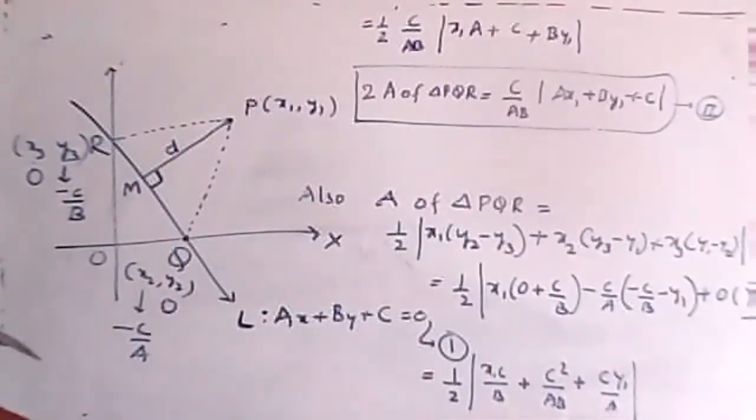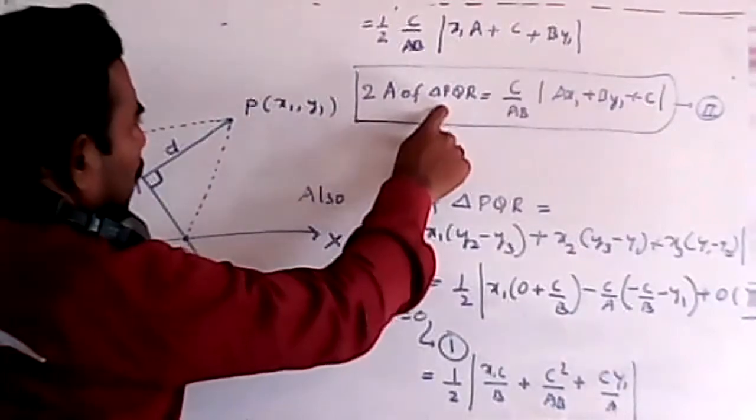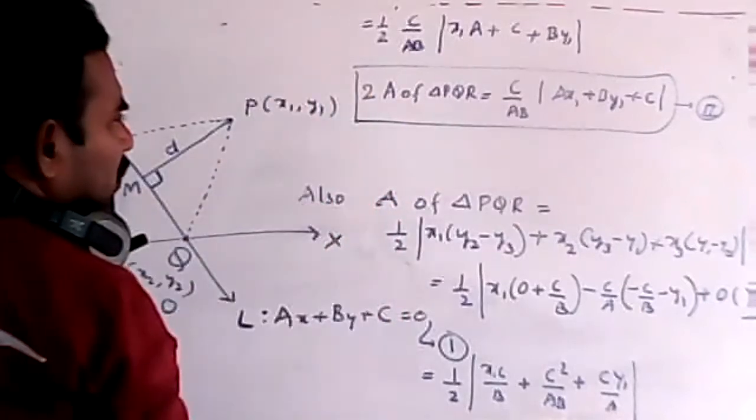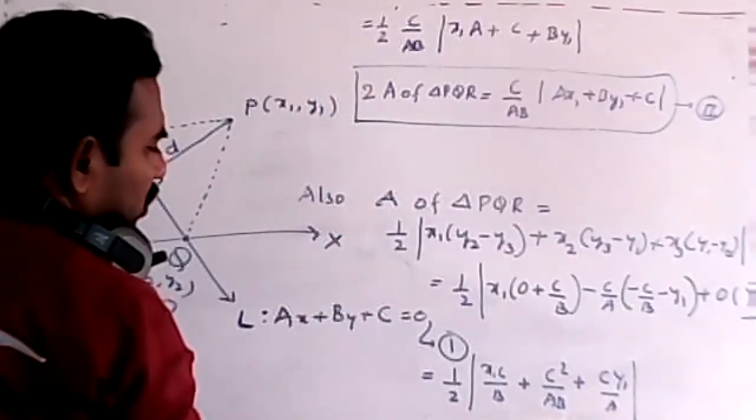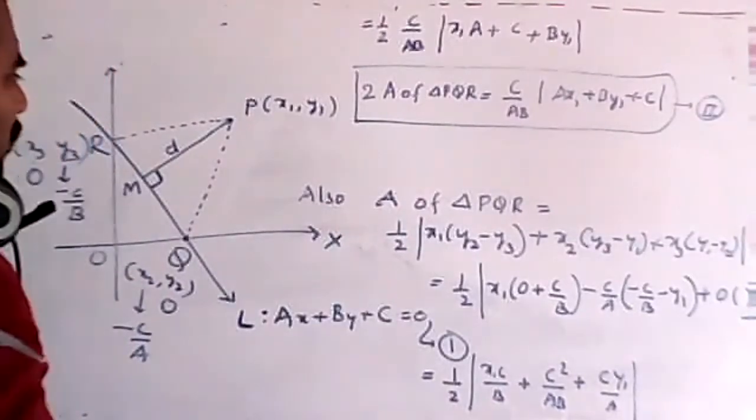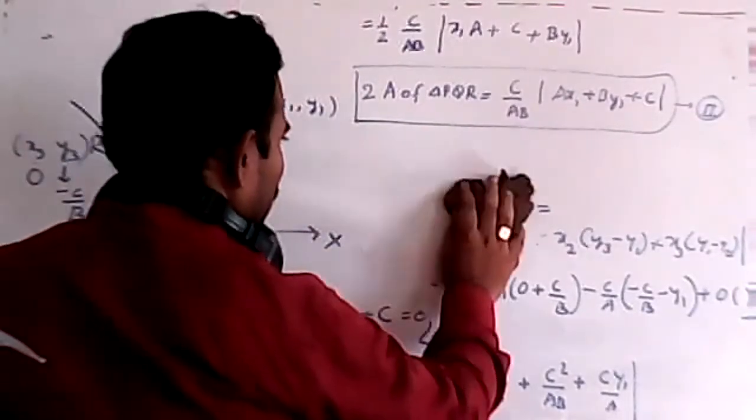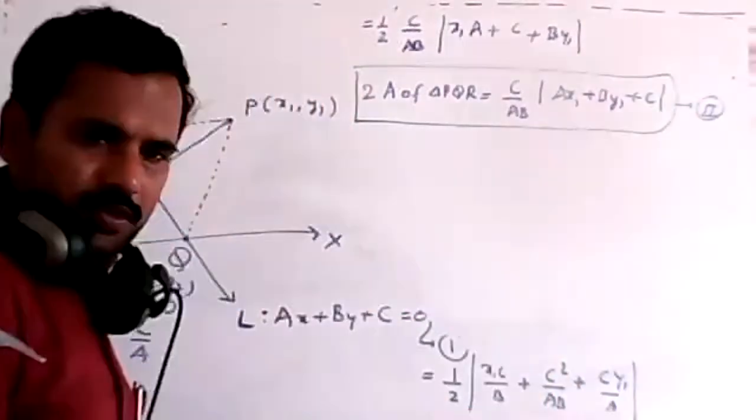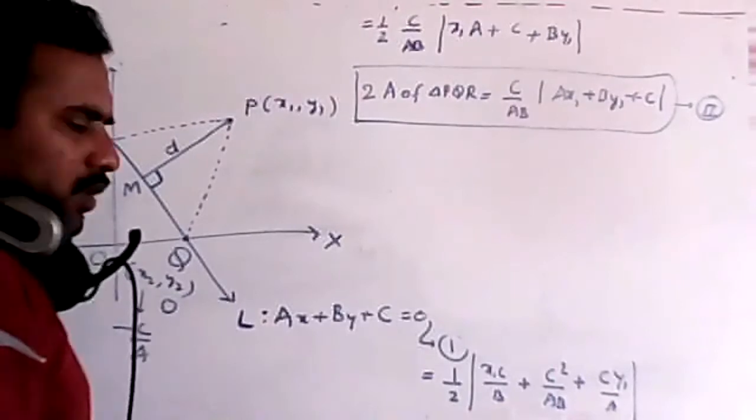Why? Because in equation number 1, we have got 2 times area of triangle PQR. That I already got. Now, in equation number 1, divided by QR is there. That QR we have to find. Look at the diagram now. To find QR, look at the diagram. Any questions? No questions. Okay.